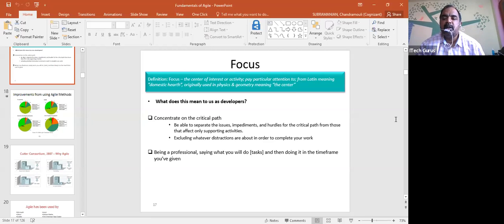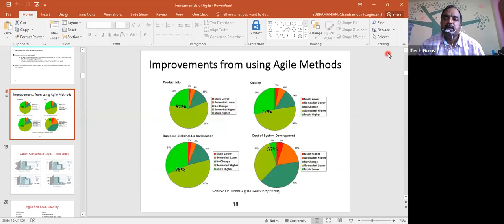So focus does not mean focusing on the progress alone. We also need to exclude whatever distractions come our way. We need to continuously focus on that also. Because of this, a lot of people go for Agile. Okay. Now we see this. So what is the advantage? Now I follow the Agile.